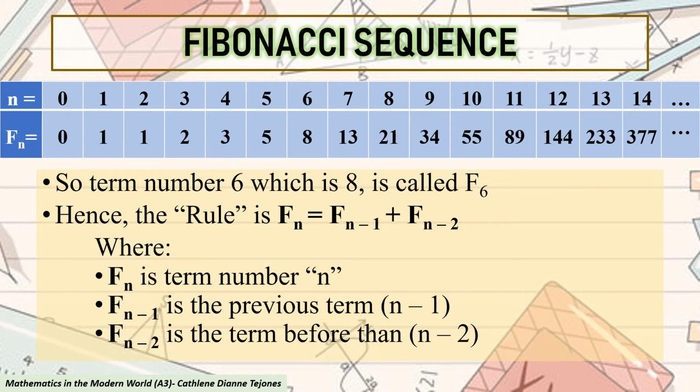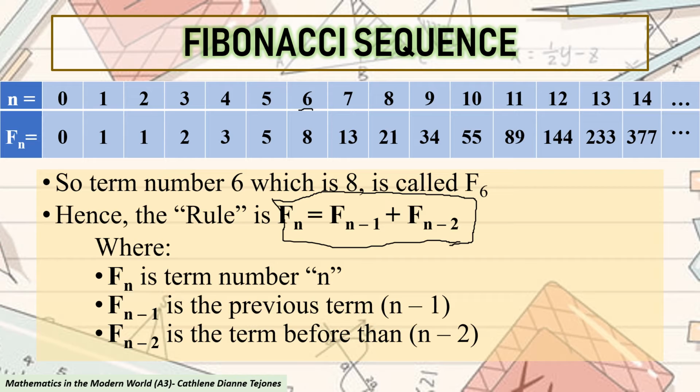So, the Fibonacci sequence can be written as a rule. First, the terms are numbered from 0 onwards like this. So, we have here the table. The term 6, or the sixth term, which is 8, is called f of 6. Therefore, our formula is f sub n is equal to f sub n minus 1 plus f sub n minus 2. Wherein f sub n is the term number or the nth term, f sub n minus 1 is the previous term, and f sub n minus 2 is the term before that.